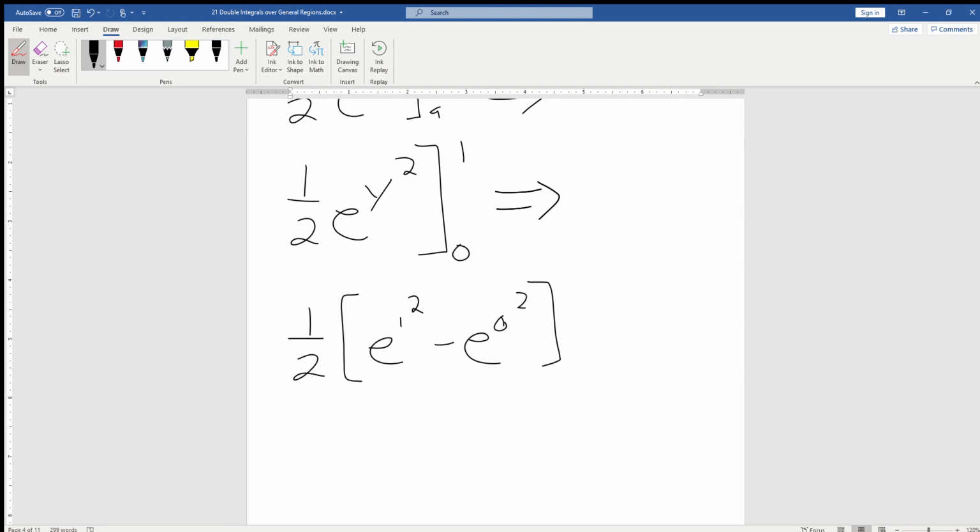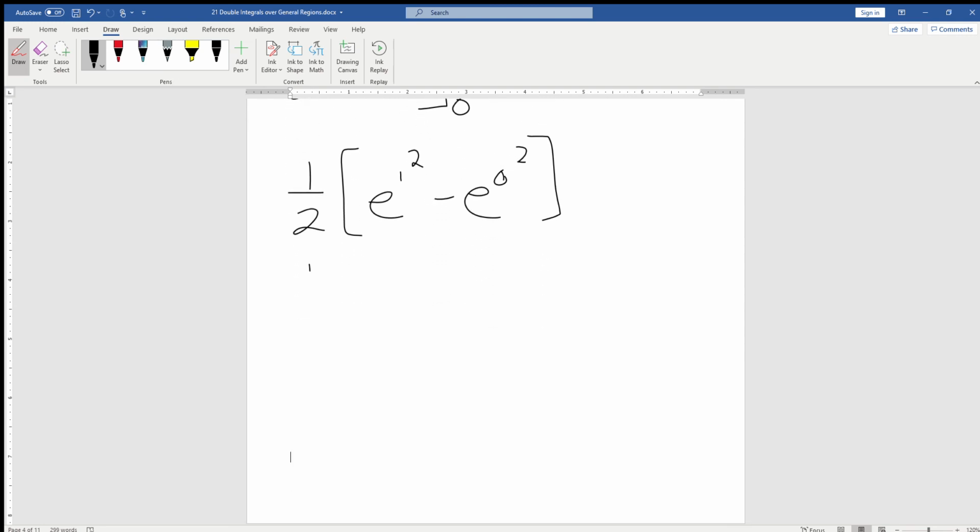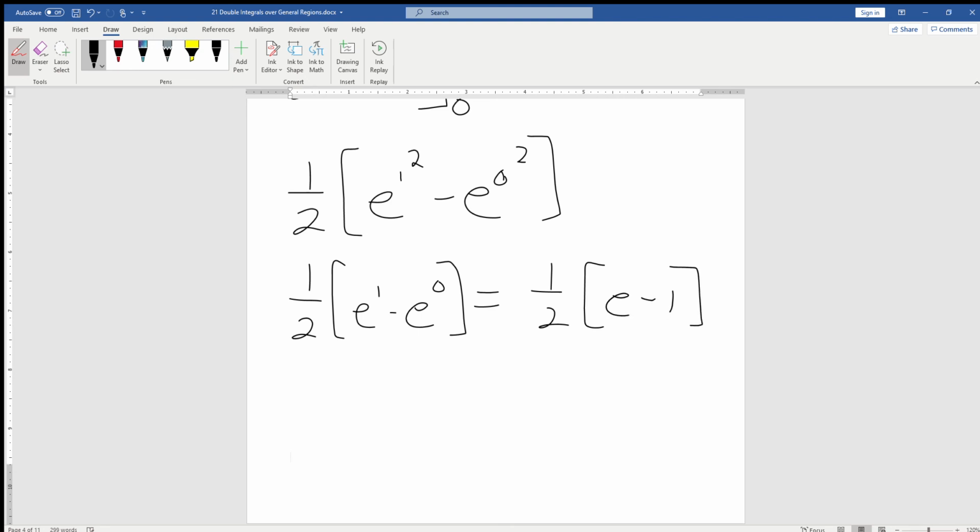Another way to write this, 1/2 e to the first minus e to the 0. And then finally, another way to write it would be 1/2 quantity e minus 1. Still a third way to write it, e minus 1 over 2. That's probably the best looking answer, although all of the answers are fairly good looking.